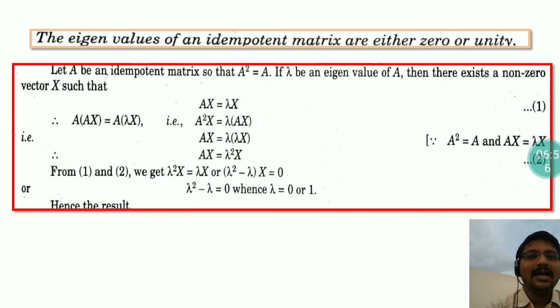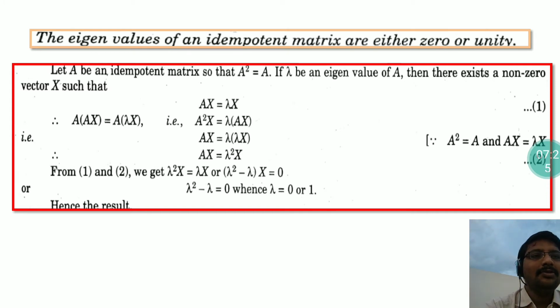The eigenvalues of an idempotent matrix are either 0 or unity. Suppose A is an idempotent matrix. What is meant by idempotent? A square equal to A. So if there exists a positive number such that A square is A, then A is called an idempotent matrix. So here we have to prove that the eigenvalues of an idempotent matrix are either 0 or unity.